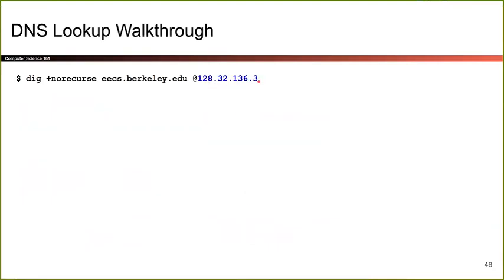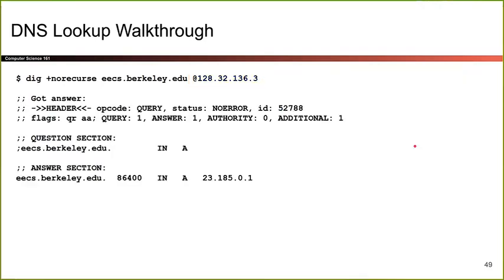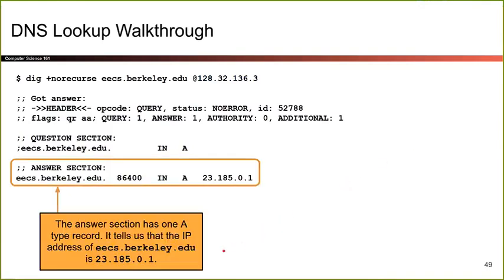128.32.136.3. Again, I made the same request, but I asked a different person. The reason I'm asking this person is because the last name server told me to ask them. Here's the answer. It's a little bit different, so let's slow down. Basically, the answer actually has a record inside. So there's an answer this time, and that means we're done.